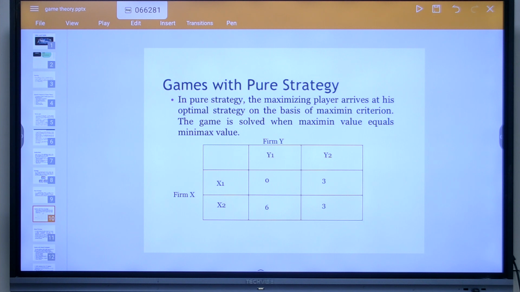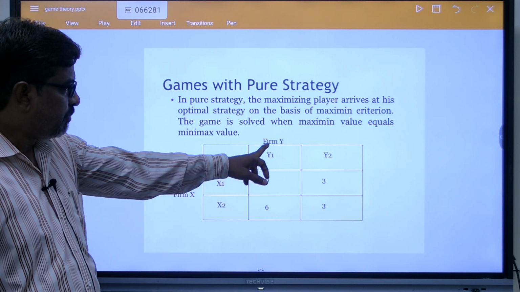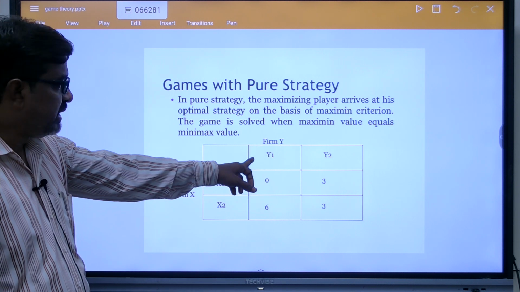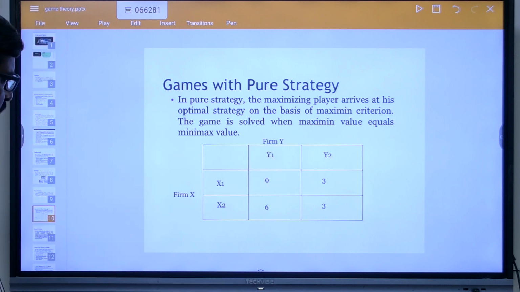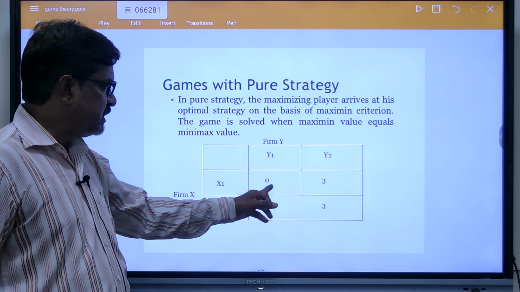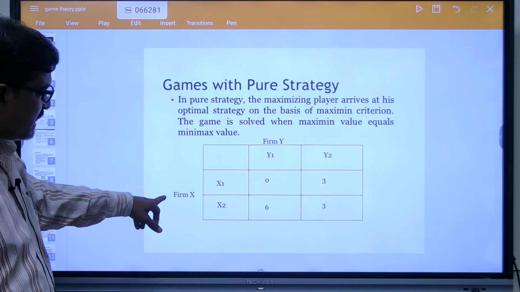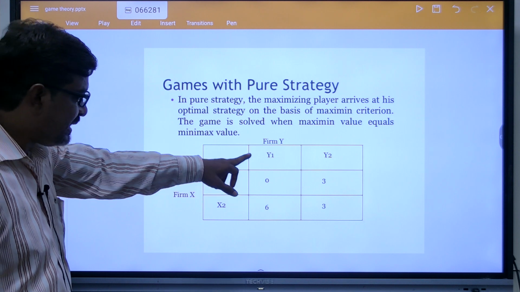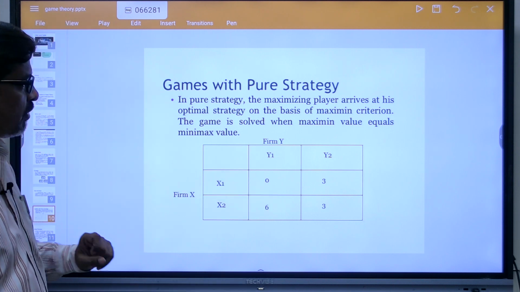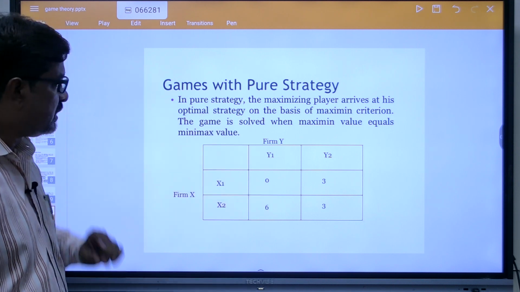Suppose for this particular problem, firm X is having two different courses of action. It is a 2 by 2 matrix. X1 and X2 are there, and player B, firm Y, is having Y1 and Y2 courses of action, with the payoff values 0, 3 and 6, 3. Means firm X adopting the X1 strategy is gaining 0, while firm Y is losing 0.